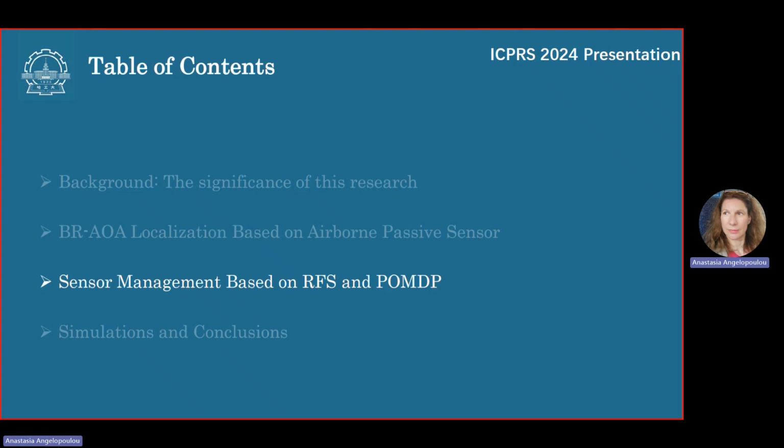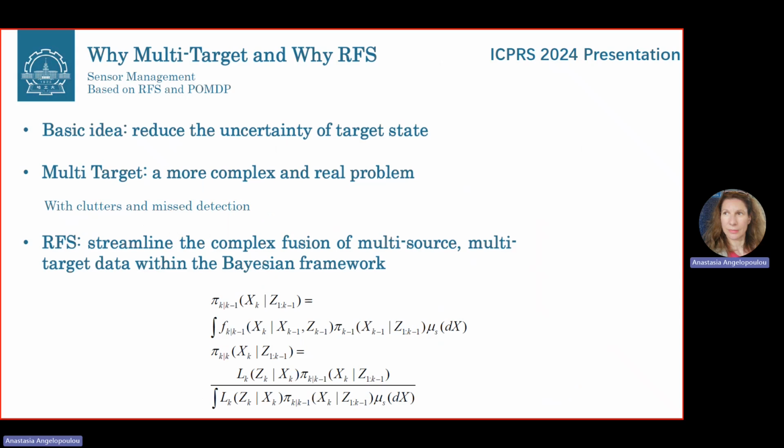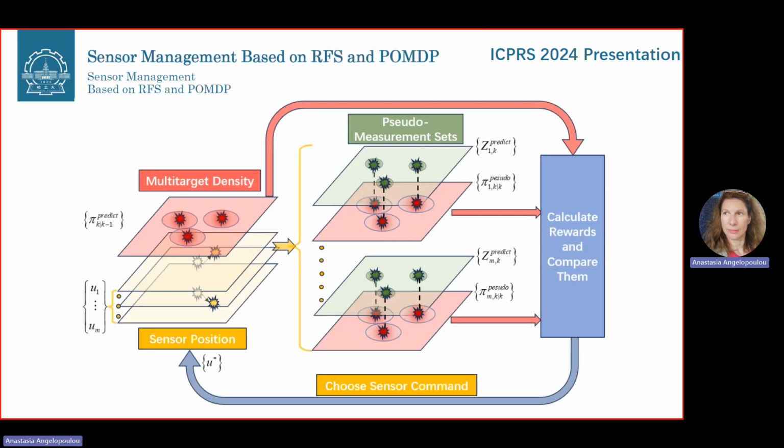And then I will introduce the sensor management method we use based on the RFS. Here's the flowchart of a multi-target sensor management procedure. Sensor management in our research can be described as a partially observable Markov decision process. We have states, we have actions, and we have corresponding rewards, and we make a decision by calculating the rewards.